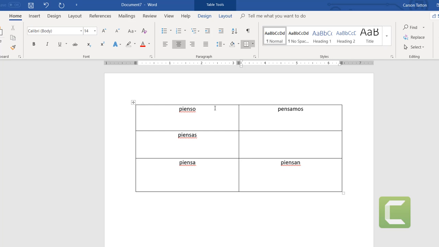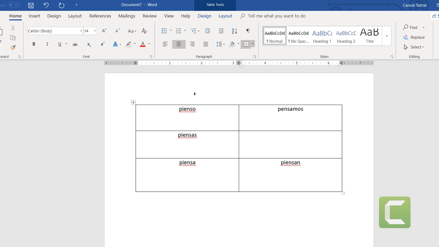Now, this brings up the question of why do all of the stems change for all the other pronouns except for we? This is a grammar rule that is set up in Spanish, and a simple thing to help us remember which conjugation forms have the stem change is what's called the boot trick.